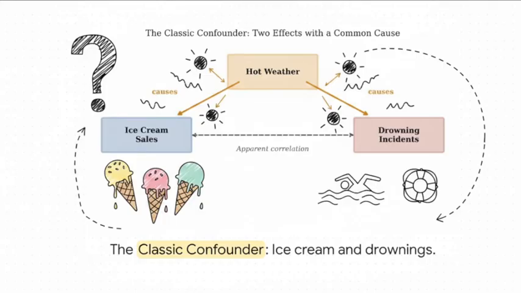Let's consider the textbook classic. If you look at the data, a sharp spike in ice cream sales perfectly correlates with an increase in drowning incidents. So what is the policy? Do we ban ice cream to save the swimmers? Of course we don't. The hidden confounder here is hot weather. Heat simultaneously causes a massive increase in ice cream consumption and an increase in swimming, which inevitably leads to more drownings. The two outcomes simply share a root cause. Their connection is nothing more than a statistical artifact.